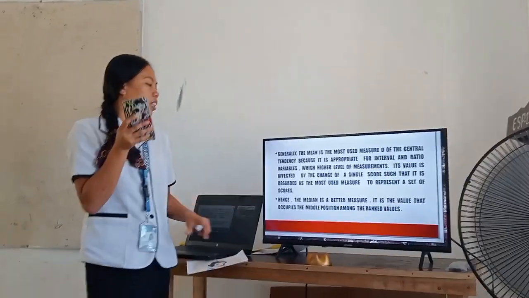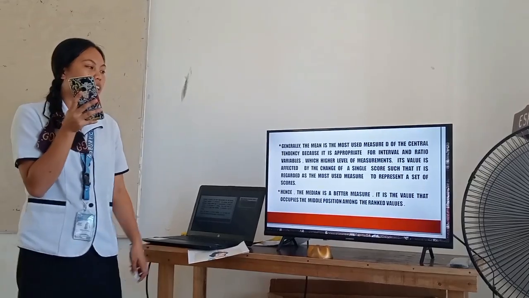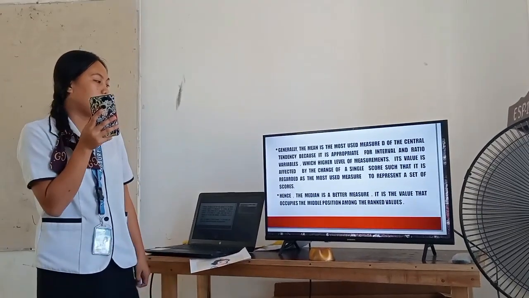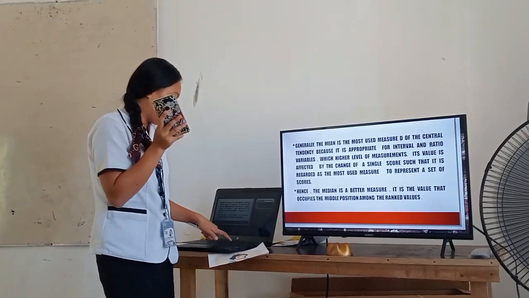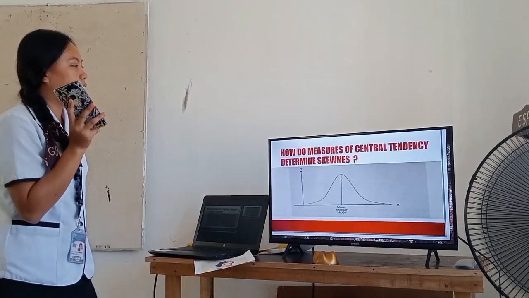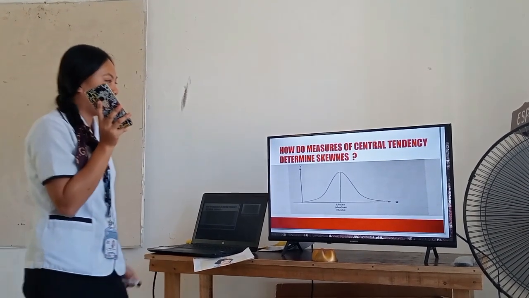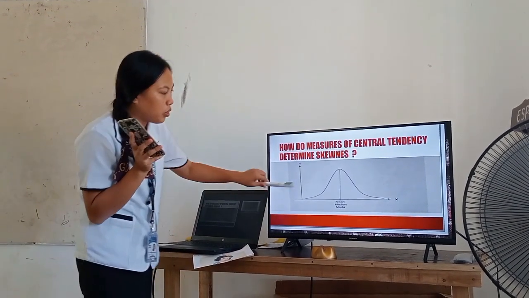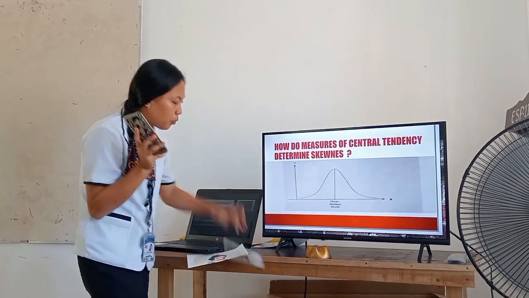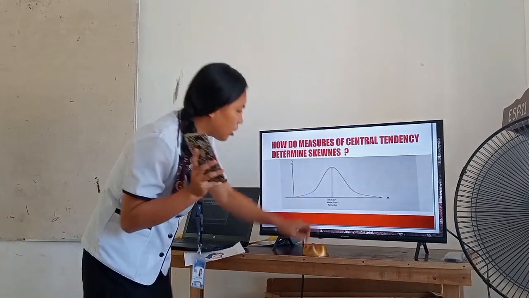So hence, the median is a better measure. It is the value that occupies the middle position among the ranked values. So, how does central tendency determine skewness? So, this is the diagram. Here are the mean, median, and the mode.